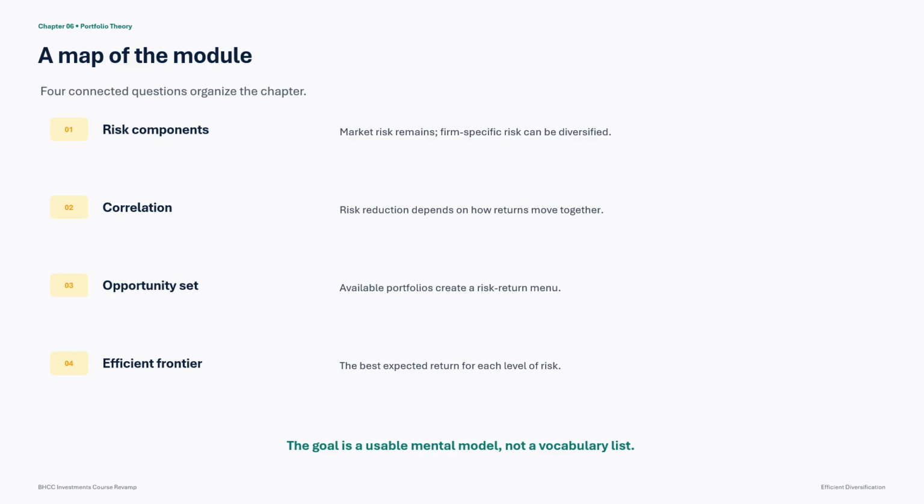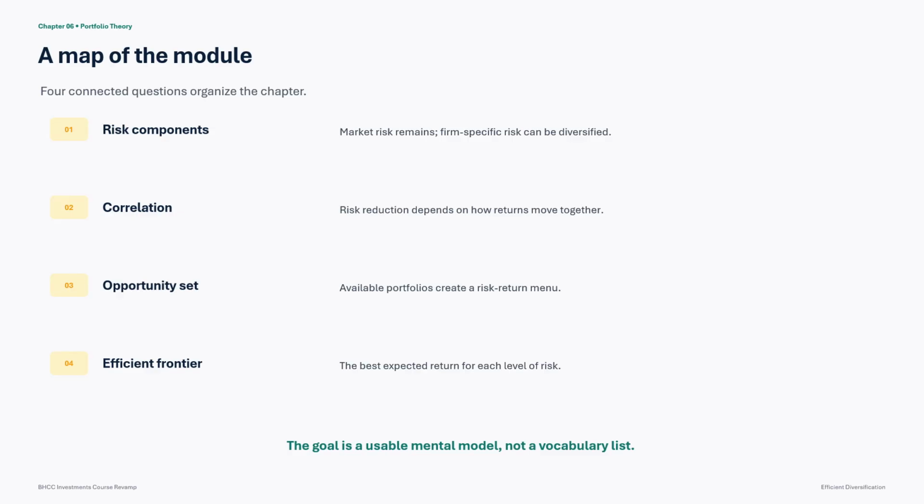The third question is the opportunity set. Once we vary portfolio weights, we create many possible combinations of expected return and standard deviation. Some combinations are clearly inferior. Others improve the trade-off. The fourth question is the efficient frontier.